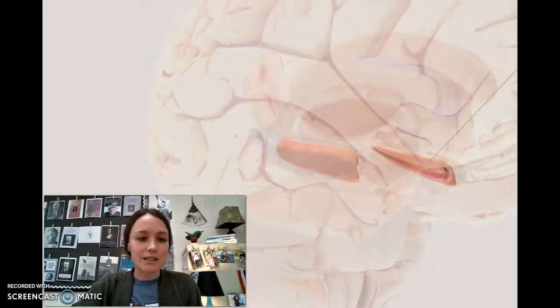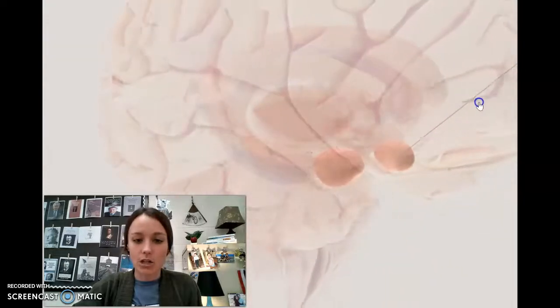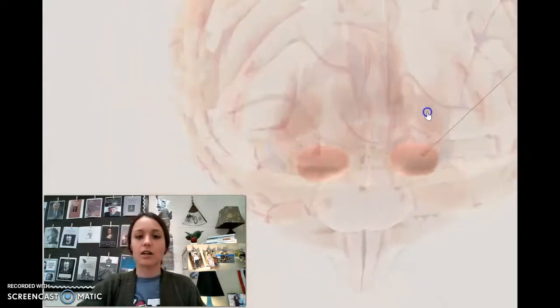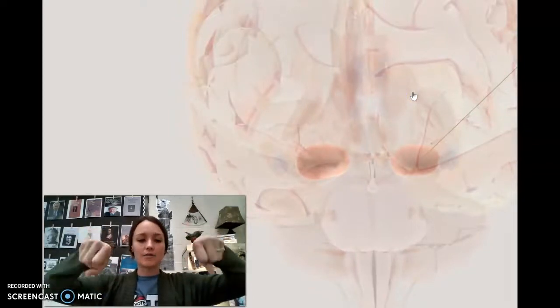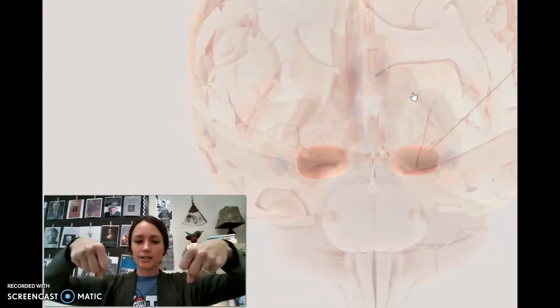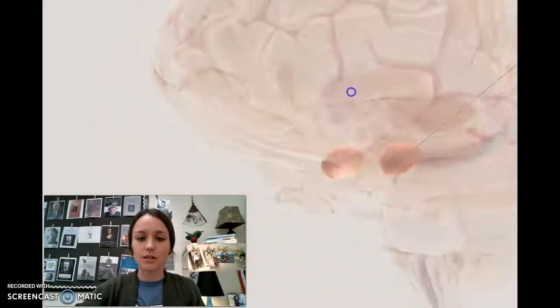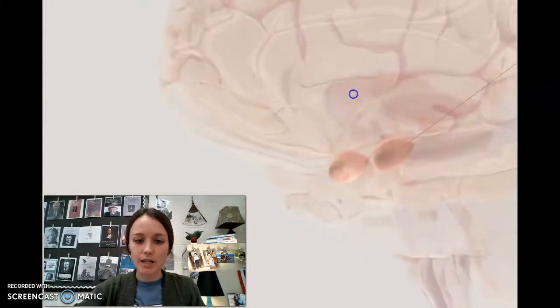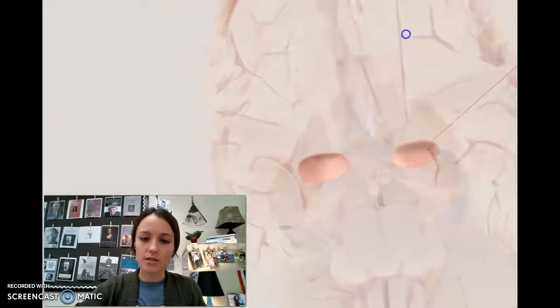Okay, next is the amygdala. And the amygdala, if we think of the hippocampus as arms that are hugging our inner brain, I think of the amygdala as the little fists on the ends of those arms of the hippocampus. And so you can see the amygdala there. It looks a little bit roundish. They say they're almond shaped, and you can see there's two of them.